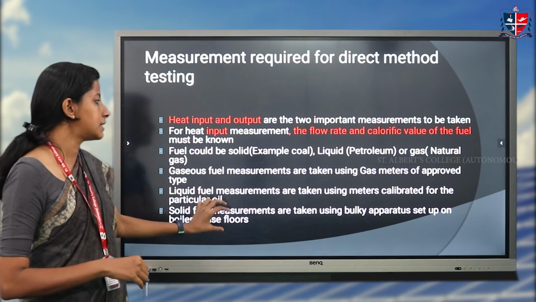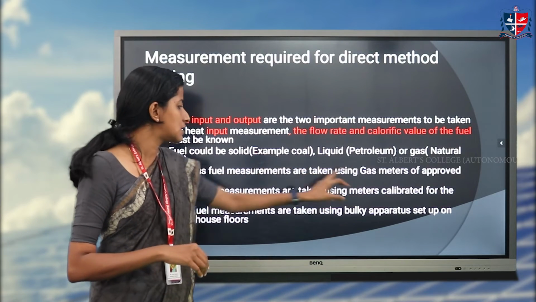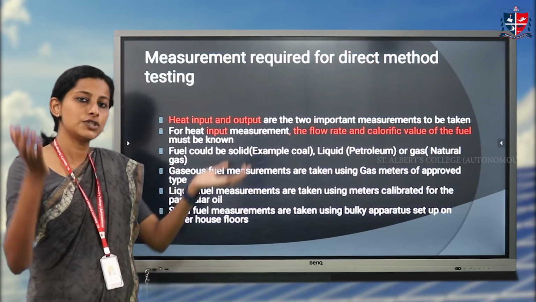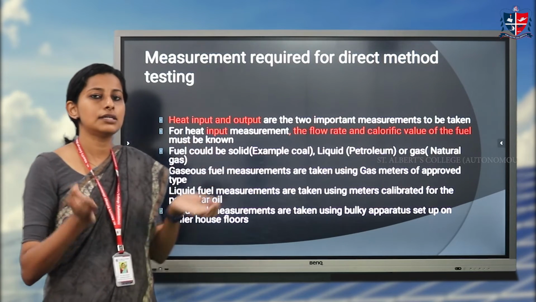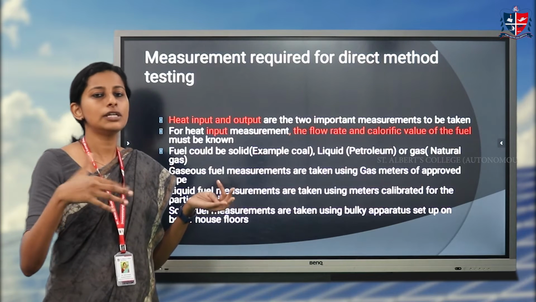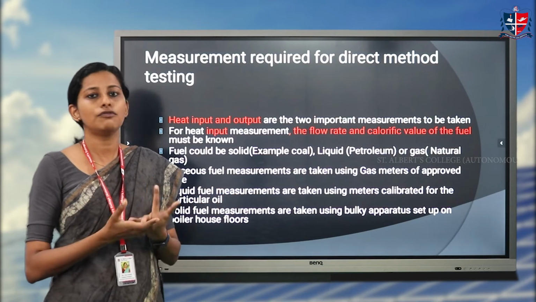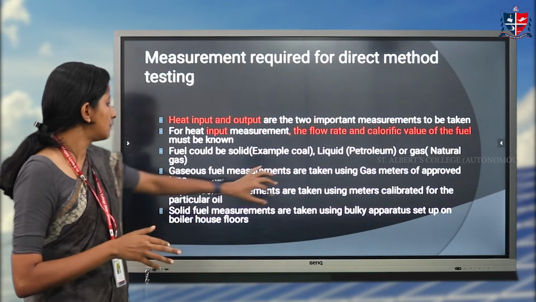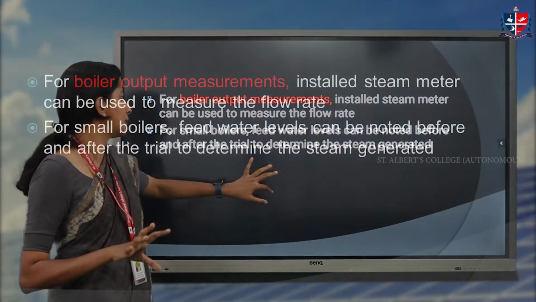Such different fuels have different meters. Gaseous fuels will have gas meters. Then there are liquid meters as well as solid meters. We give it in a bulky apparatus. That apparatus is kept above the boiler and we feed in the coal if it is a solid fuel. That will depend upon the applications. We can use any of these three fuels for the boiling action. So that much is the basic concepts of the direct method.